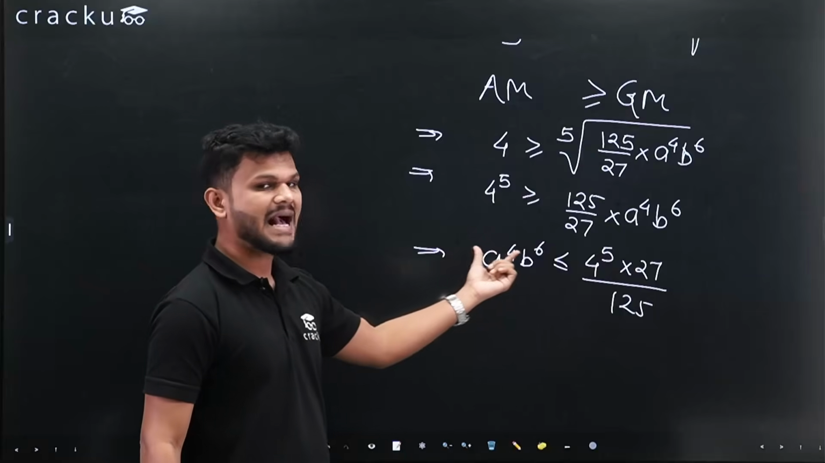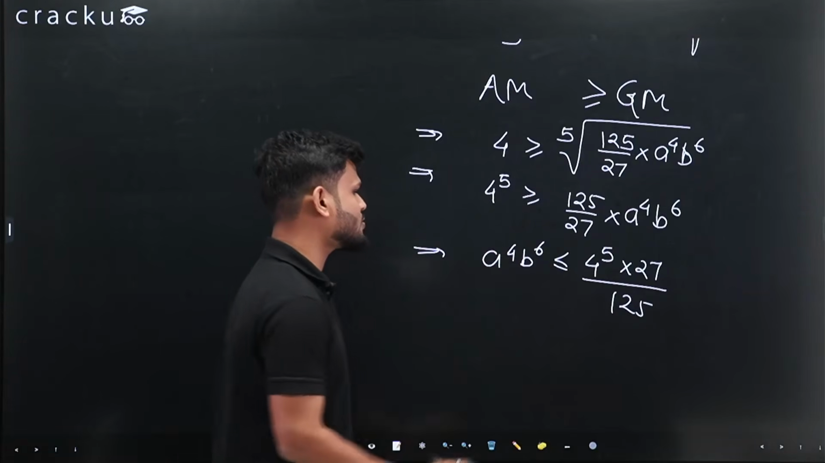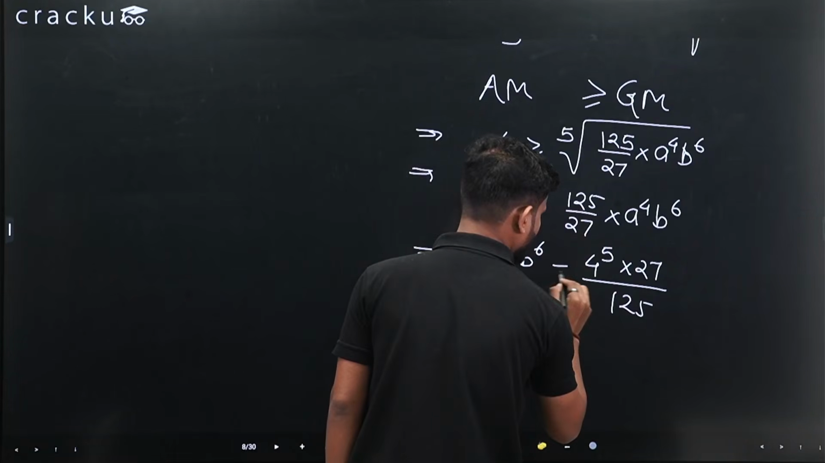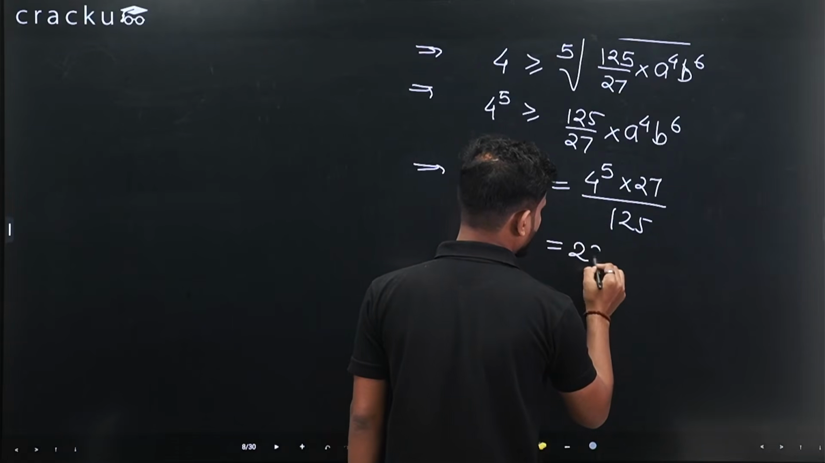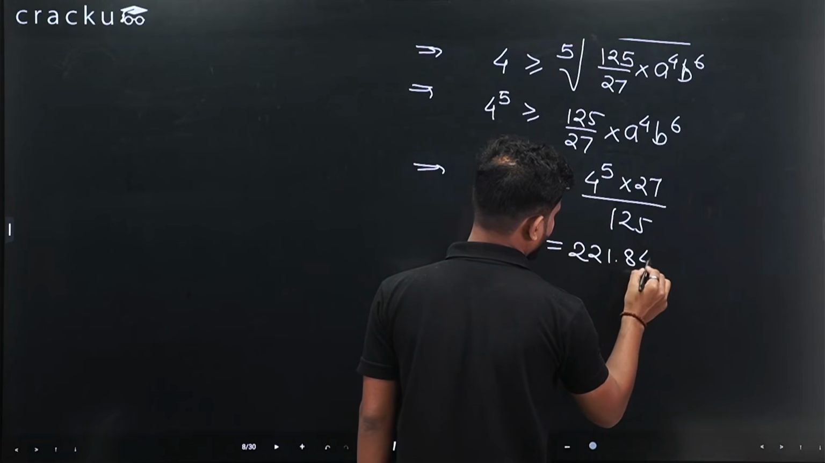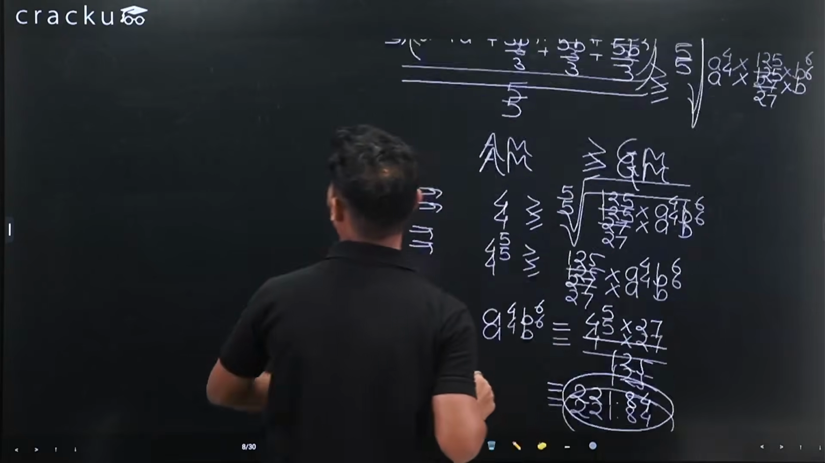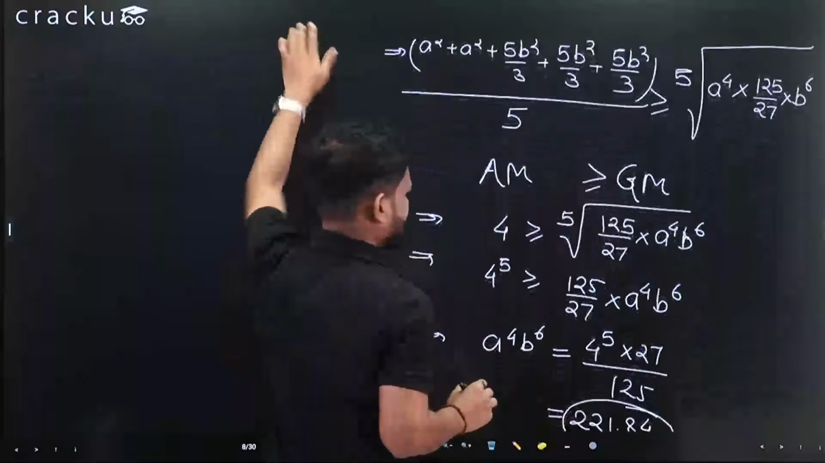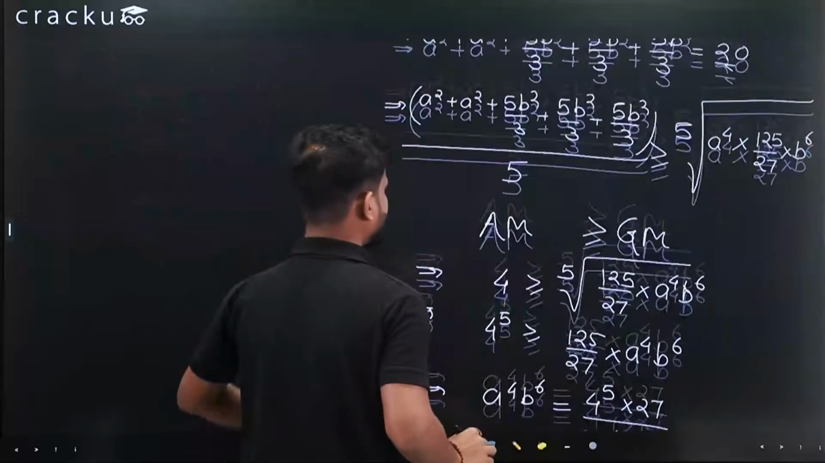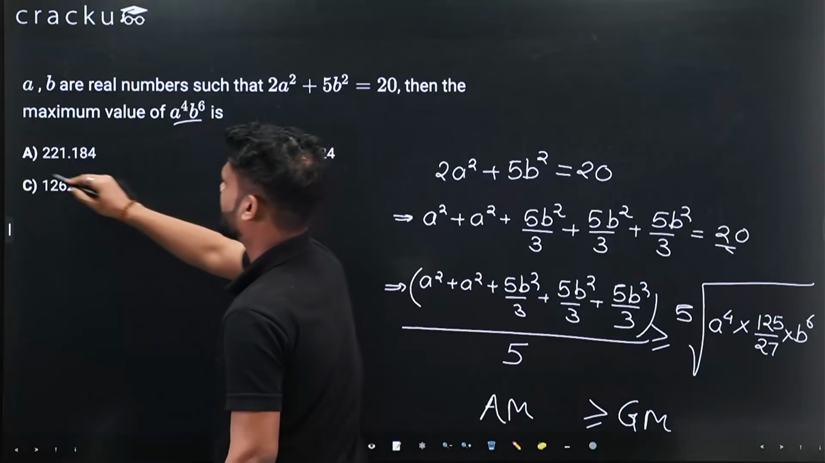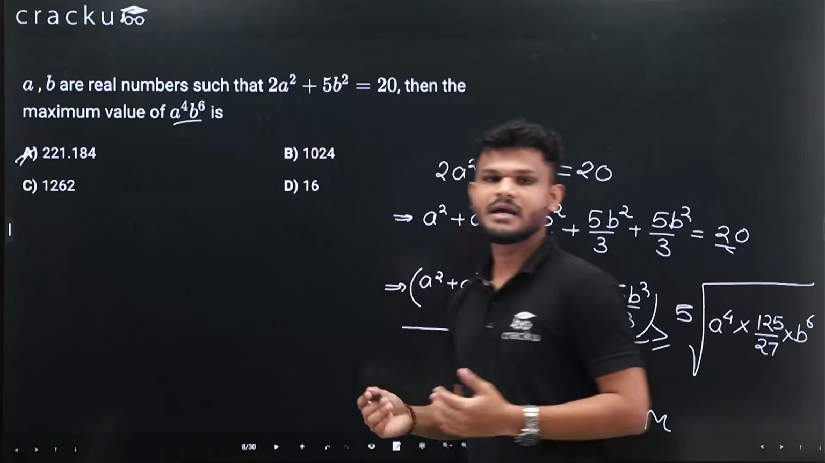Now what will be the maximum value of a raised to 4 and b raised to 6? It will be just equal to this. This will be the maximum value. And if you calculate this, it will be 221.184, not 221.84. So this is given in option number A. So option A will be the correct choice.